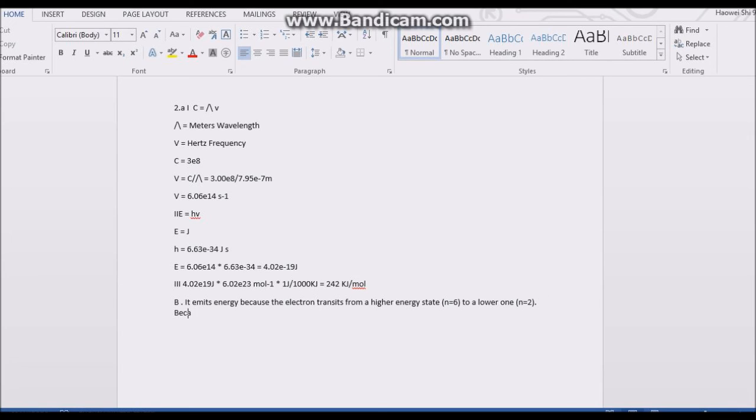Now because of that, the electron must lose energy. Okay, so we got n equals 4. Okay, so we must lose energy, which it emits. That one is pretty straightforward.